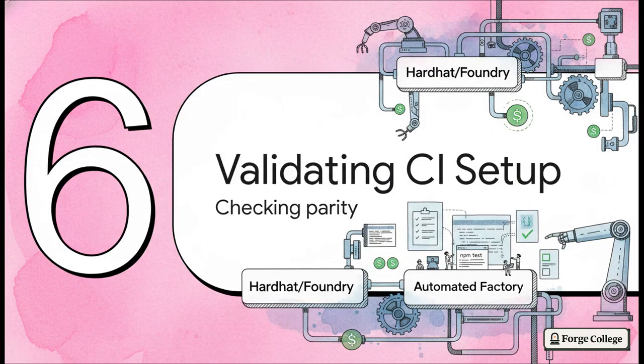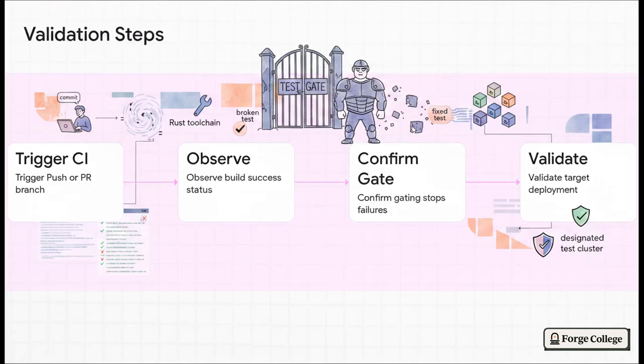Finally, Section 6, validating your CI setup. Let's make sure this matches your old workflow. All right, it's inspection time for our automated factory. We don't just build these complex pipelines and cross our fingers. We validate them. First, trigger a push or a PR. Watch those logs and observe the build success. Next, and this is fun, intentionally break a test just to confirm that our uncompromising bouncer actually stops the deployment failures. Once you fix that error and watch it pass again, you have successfully validated your target deploy.